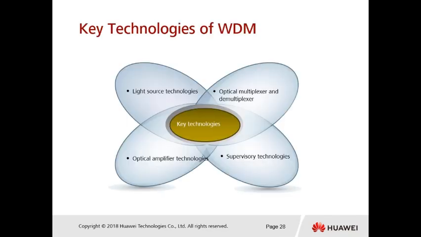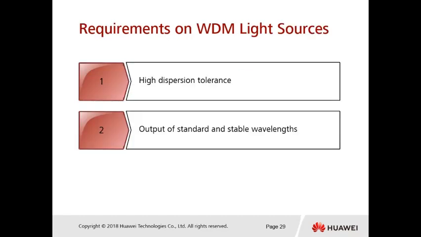So actually you can see in our key technology of WDM, we have four very important technology, that is light source, multiplexer, demultiplexer, amplifier, and the supervisory technology. Okay, so let's introduce them one by one. The first one is the light source.